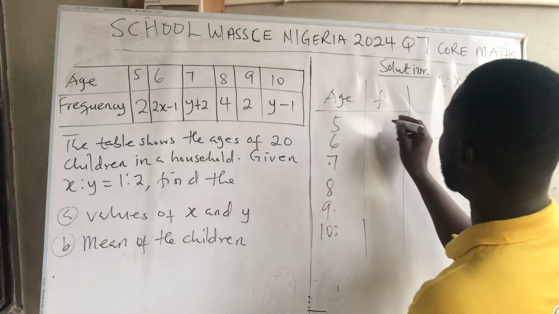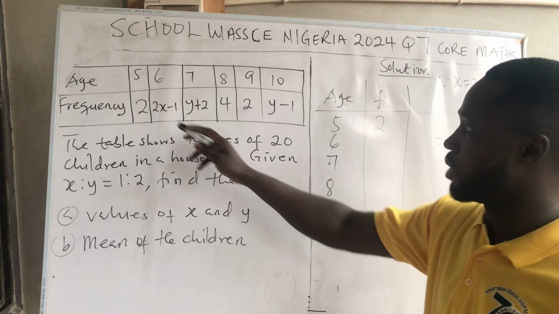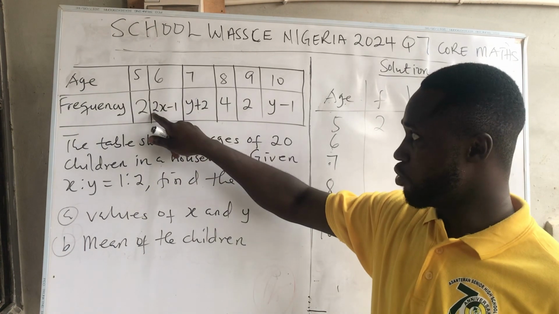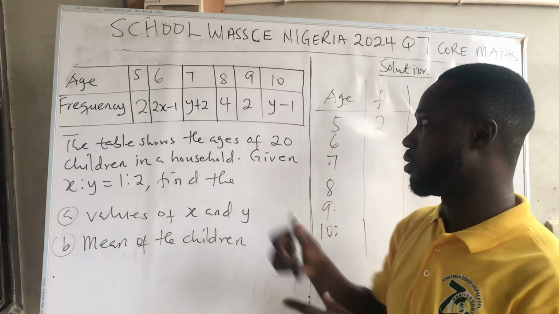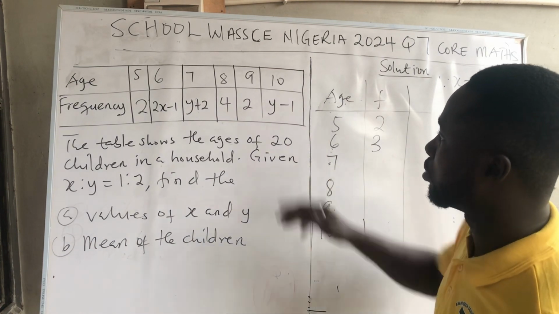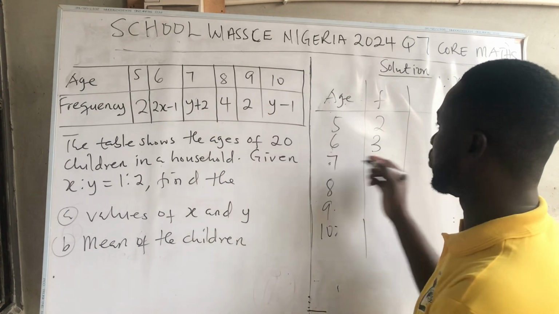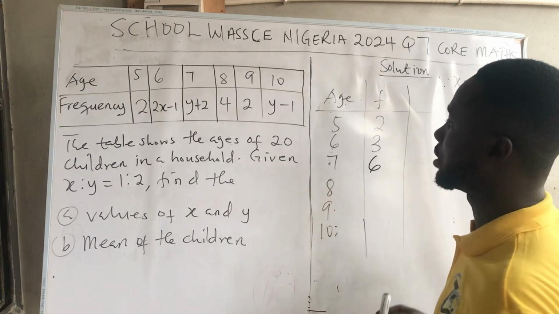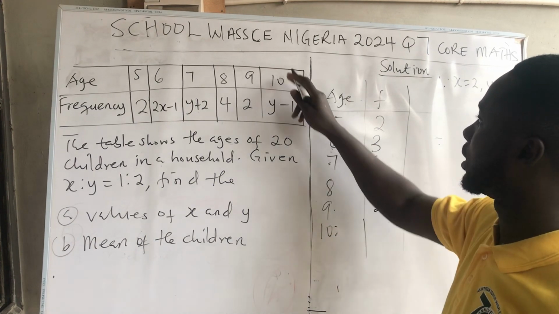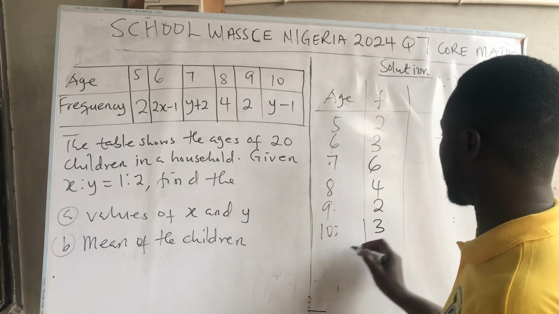We have 5 as 2, and then the 6 as well, 2x minus 1. So what is the value of x? 2. So 2 times 2 will give us 4, minus 1 will give us 3. Alright, and then when we go to the 7, 7 is y plus 2. What is the value of y? 4. So 4 plus 2 will give us what? 6. And then 8 is 4. 9 is 2, and then 10 is y minus 1. What is the value of y? 4. So 4 minus 1 give us 3.